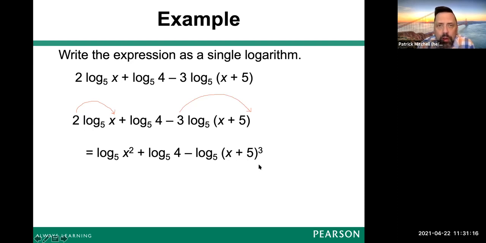So now we're going to use our product and quotient properties. And again, I might have done this in 2 steps. So the first thing they did was they combined log base 5 of x squared plus log base 5 of 4 into log base 5 of 4x squared. And then they used the quotient property to get this final answer.